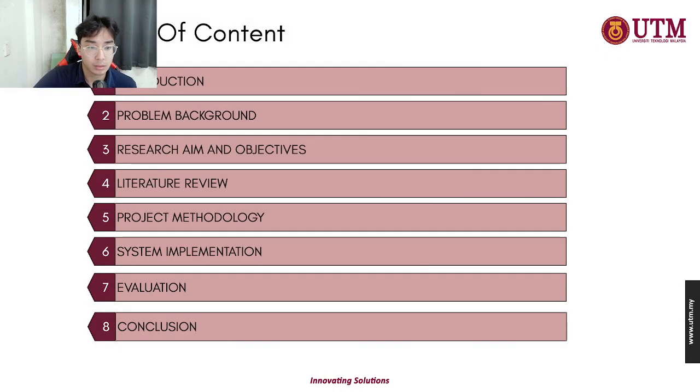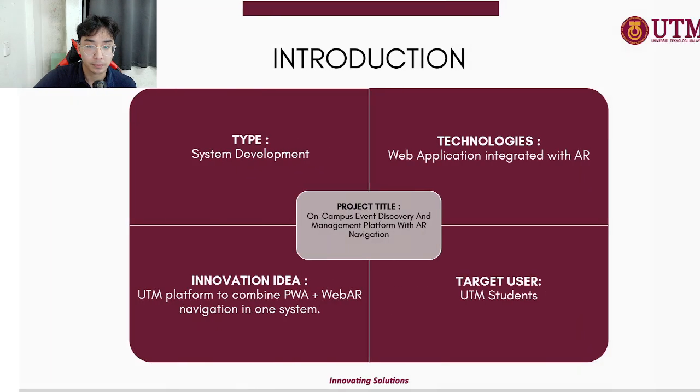There are several contents that I will present in these slides. Number one is introduction. Number two is problem background. Number three, research aim and objective. Number four, literature review. Number five, project methodology. Number six is implementation, followed by evaluation and lastly conclusion.